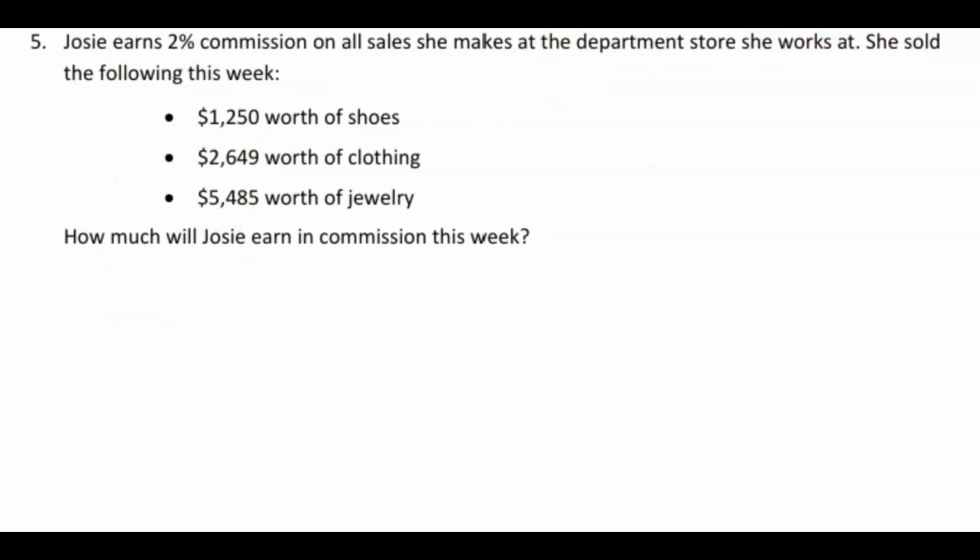Question number 5. Josie earns 2% commission on all sales she makes at the department store she works at. She sold the following this week: this amount for shoes, this amount for clothing, this amount for jewelry. We're just trying to figure out how much is she going to earn in commission. So in order to do that, we need to figure out what was her total sales for the week, because she's going to be earning 2% on her total sales.